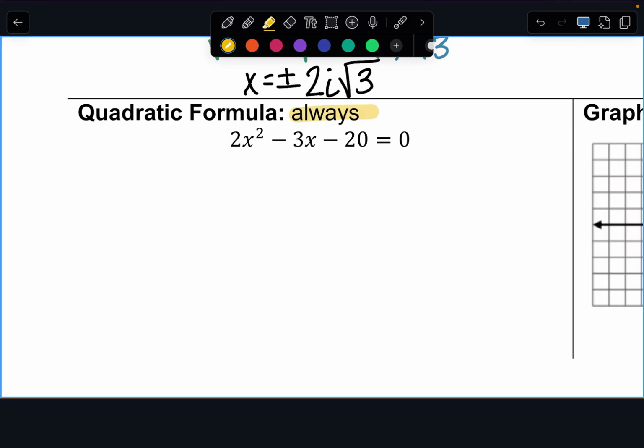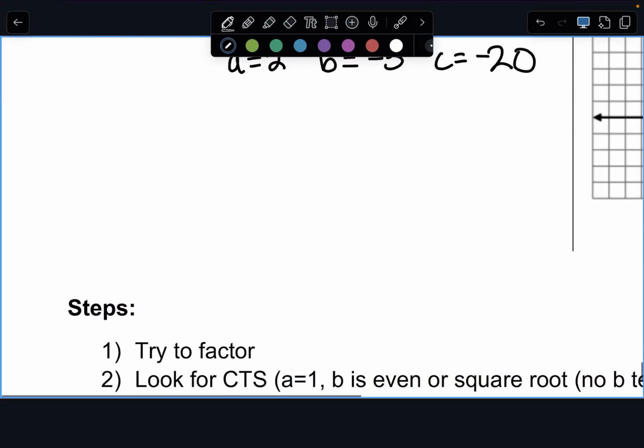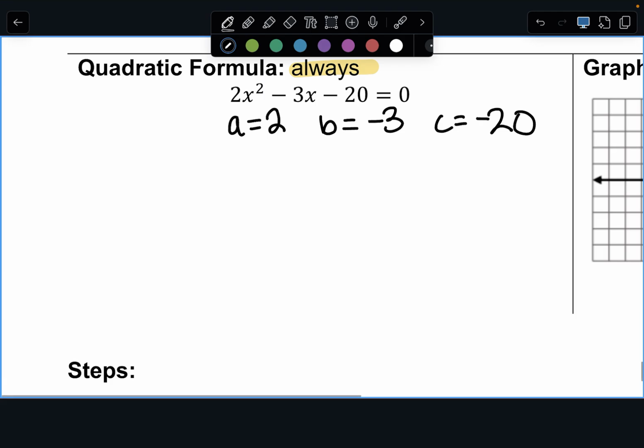But for quadratic formula, we need A, B, and C. What's A? 2. What's B? Negative 3. What's C? Negative 20. Then we plug it into our formula. X is equal to negative B. So negative 3. Positive 3. Plus minus. Square root of B squared.